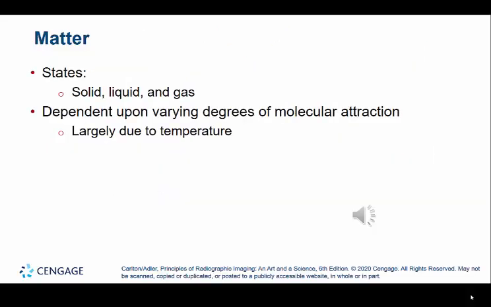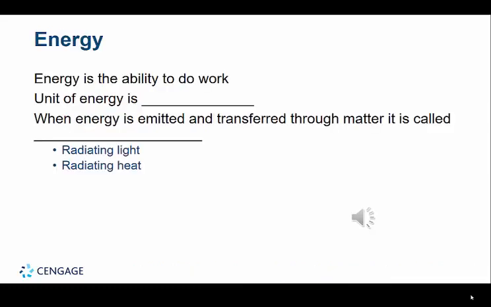Matter can be found in three different states: a solid, liquid, or gas. This is going to be dependent upon varying degrees of molecular attraction, which is largely due to temperature. Water is a great example because we know depending on its temperature, water can be a solid, liquid, or a gas. Energy, as we've already defined, is the ability to do work.